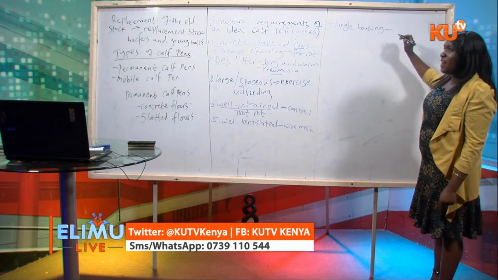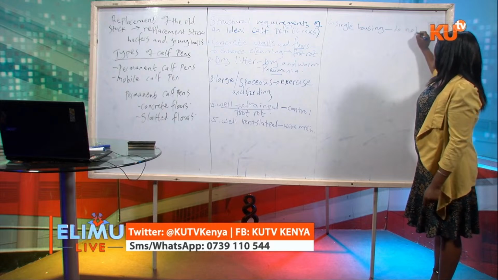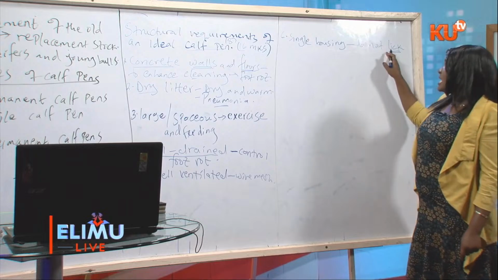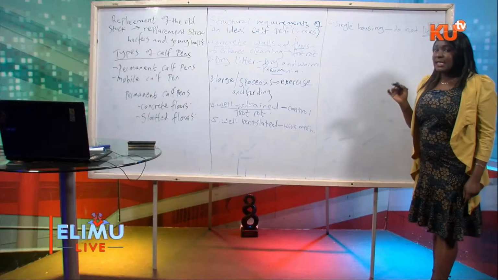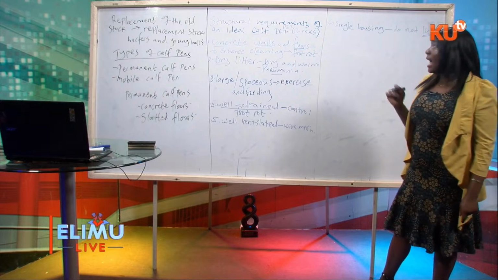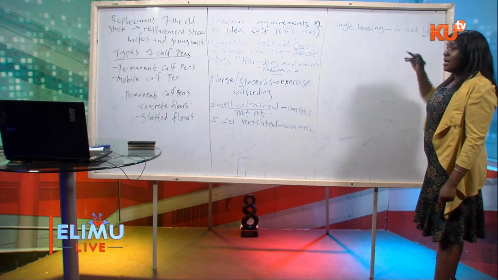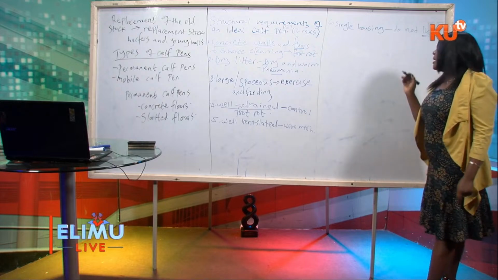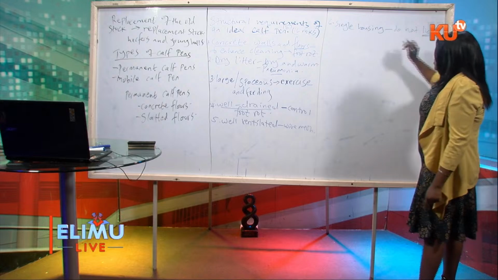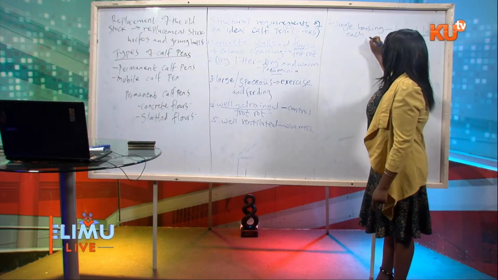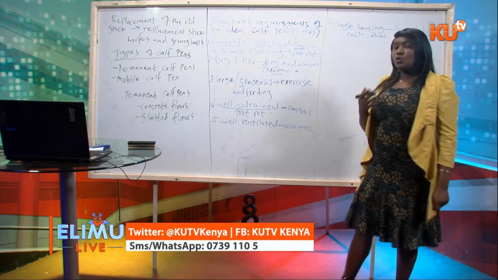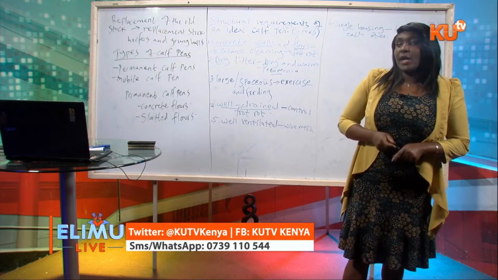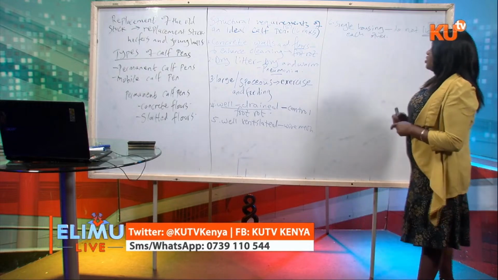And this single housing ensures that the calves do not lick each other. I'm talking of this licking with the L-I. You know, licks are many. There's the leaking of the water. I hope you understand what we mean by licking. So the calves do not lick each other. And why don't we want calves to lick each other, dear learner? Why don't we want calves to lick each other?